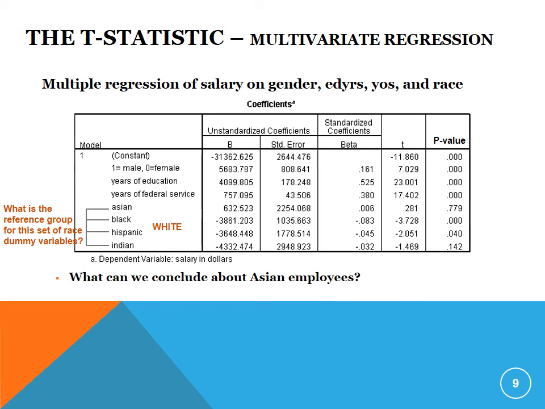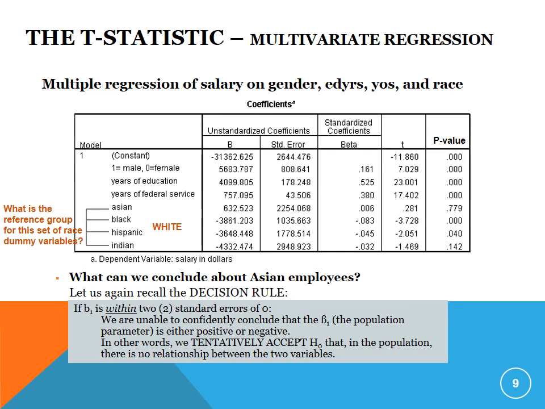We haven't done this particular one yet, so I'm going to give you a second to think about it. First of all, when we use our decision rule, we have to think, is this greater than 2 or less than 2? As in, is this in that no-fly zone or outside of the no-fly zone, where you can fly all you want to and reject the null hypothesis? So yes, it is below 2, or it's within that no-fly zone. So we have to tentatively accept the null hypothesis that in the population, there is no relationship between the two variables.